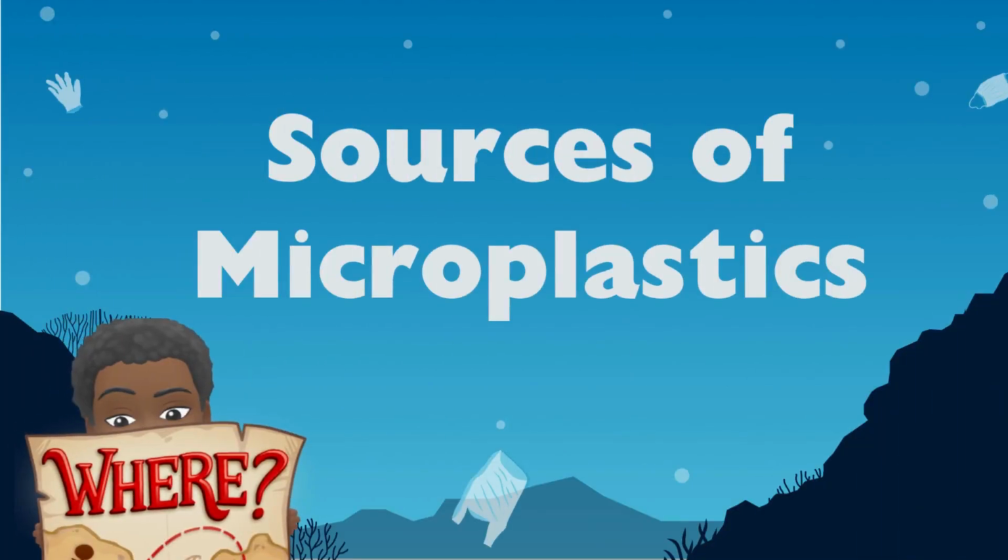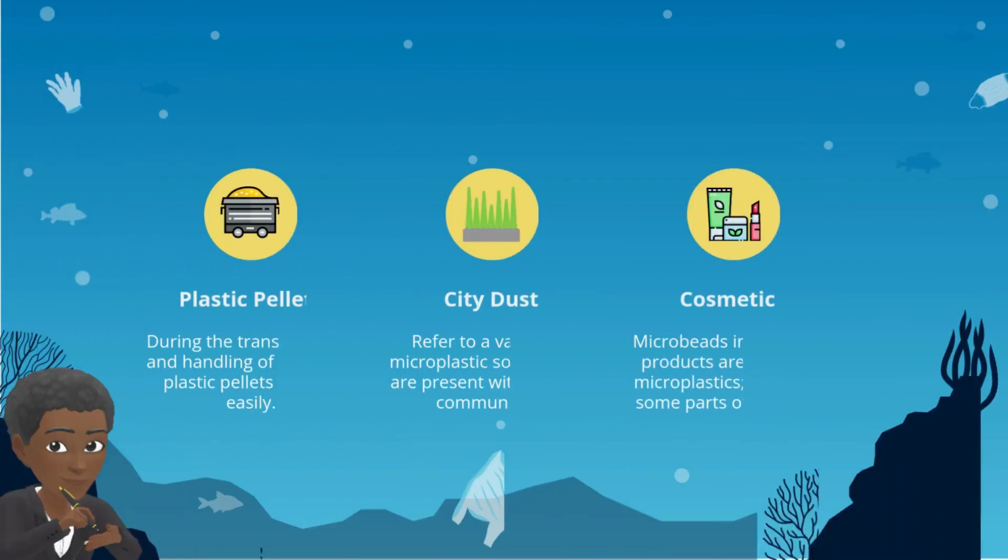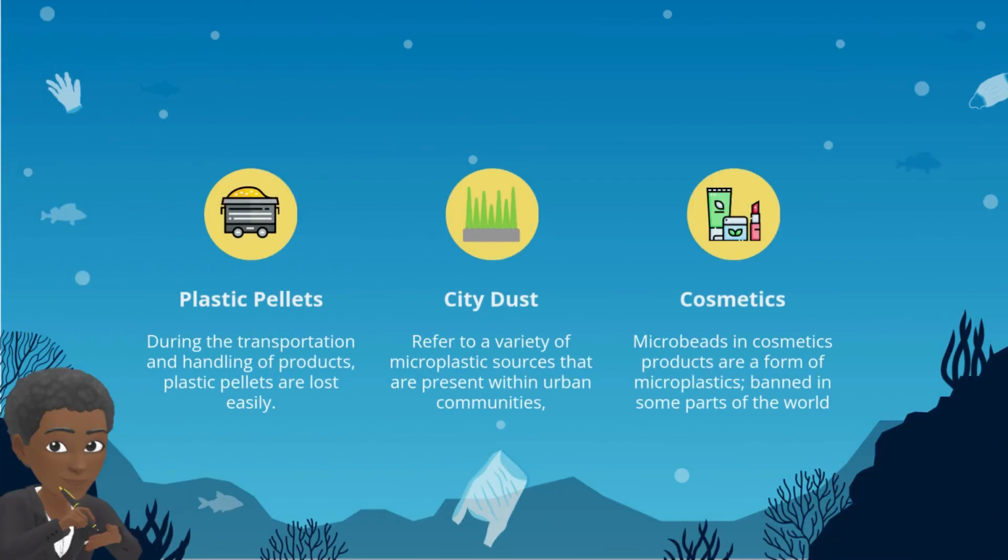Sources of microplastics. Here there are plastic pellets, city dust, and cosmetics. Plastic pellets are the things they use to make plastic products. It's like the clay for the pot, sort of. The plastic bags and other products aren't made directly from fossil fuels. These pellets are very easy to lose during transportation and handling.